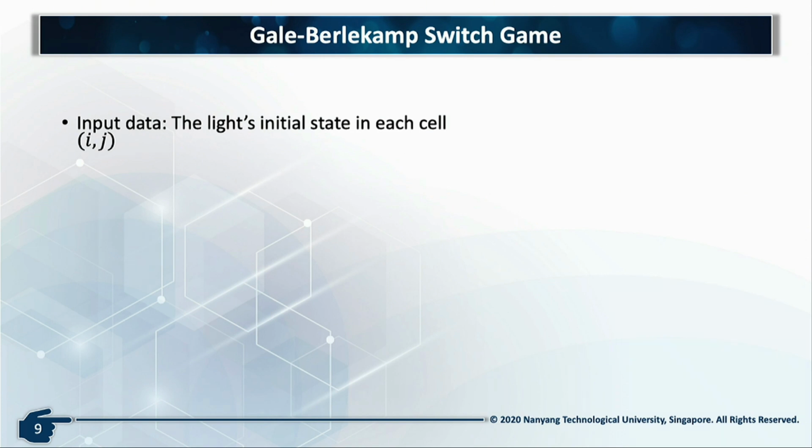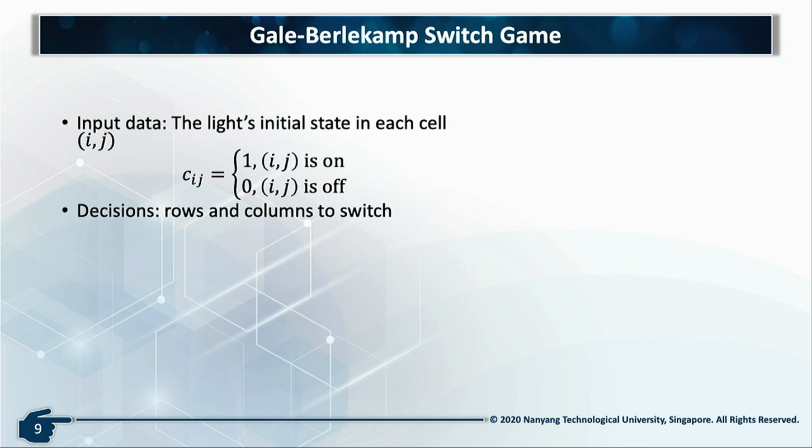We can observe all the lights' initial status. Let me use a parameter Cij to encode the light's initial state in each cell ij. The cell ij is the intersection point of row i and column j. Specifically, if the light in cell ij is on, then we ask this Cij to be 1. Otherwise, we set this Cij to 0.